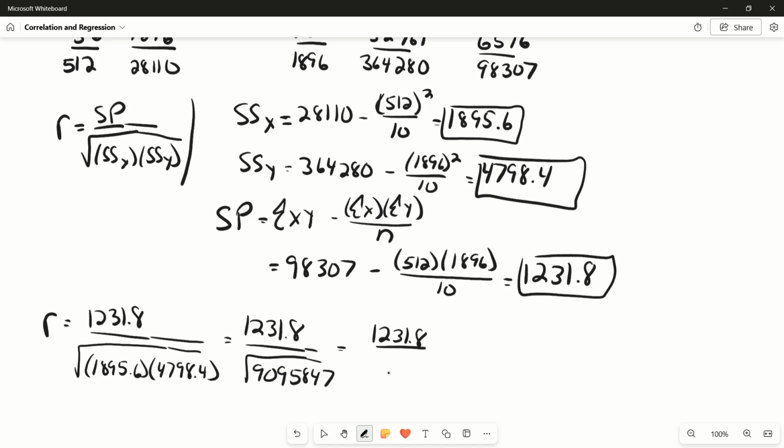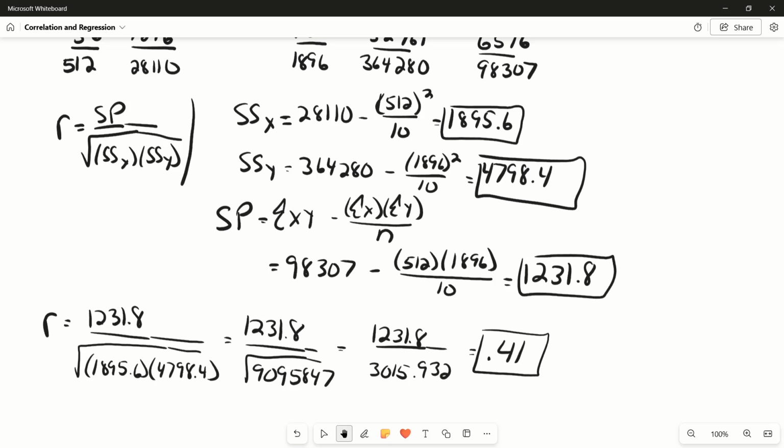And the square root of that gives me 3015.932. And I can round to two decimal places. I get a positive 0.41 when I round to two decimal places. That's my correlation. Positive 0.41.